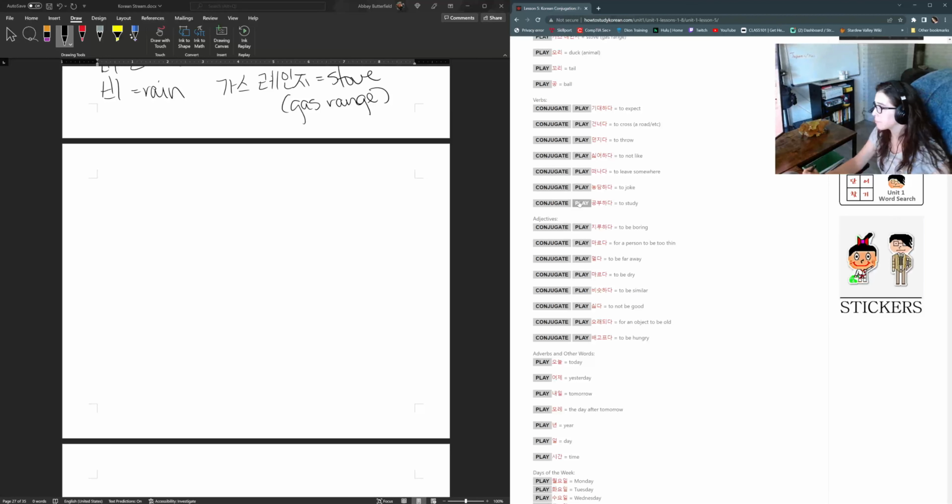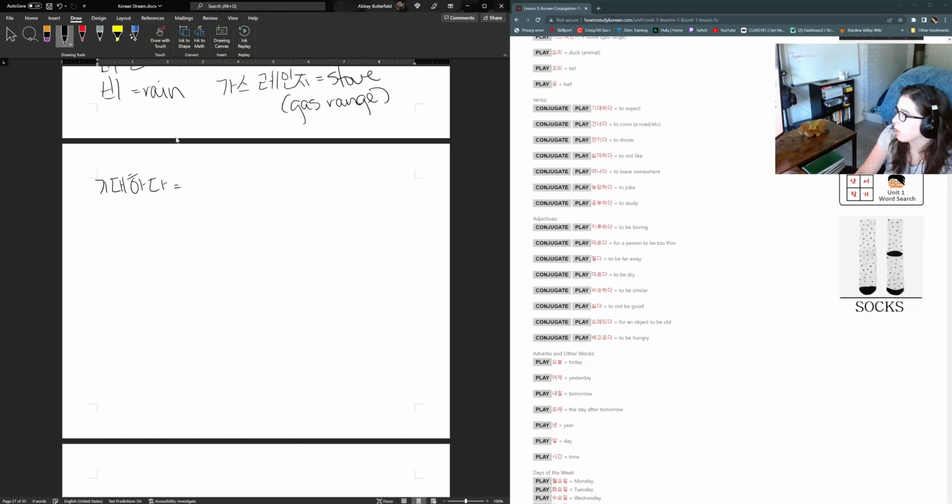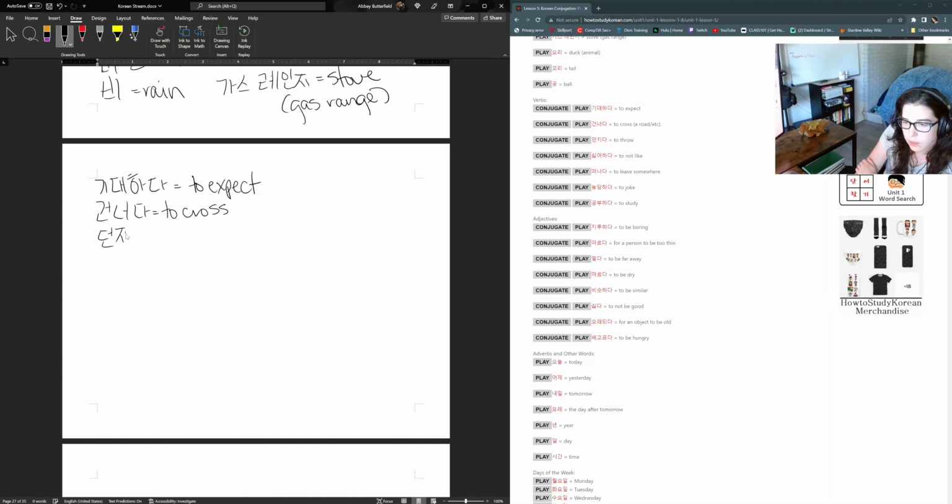And let's write those all down. Alright. What if I could write smaller? I think that would probably help me just a little bit. Let's see. To expect. And we have 건너다. Across. 던지다. The throw.